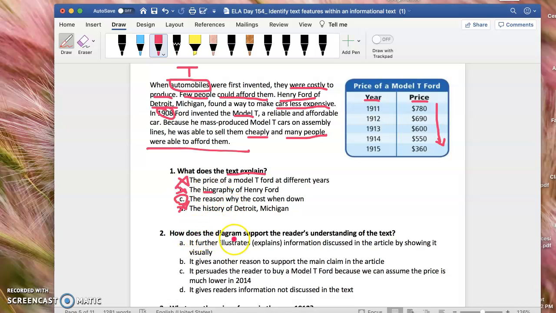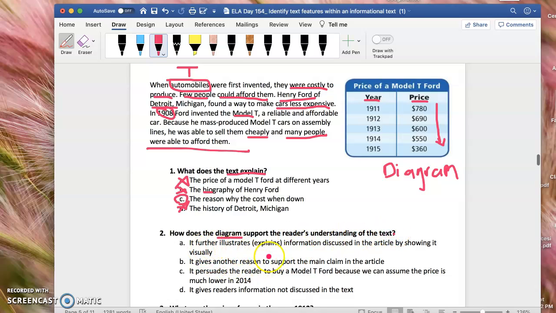How does the diagram? So this right here, guys, would be considered a diagram. It's not a chart because a chart, of course, has an X and Y axis. Okay, so this right here would be considered a diagram. And so you can see the difference between a diagram and a chart because it's not in a chart form. Okay, how does the diagram support the reader's understanding of the text?